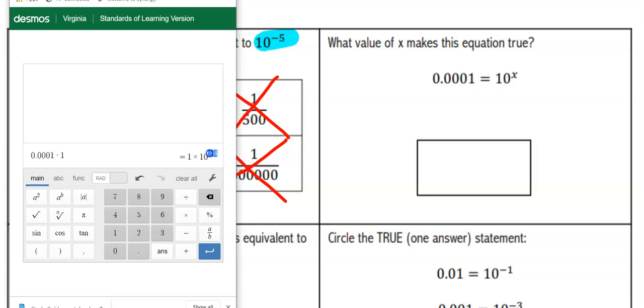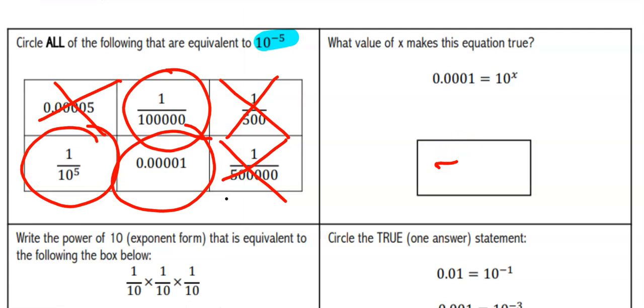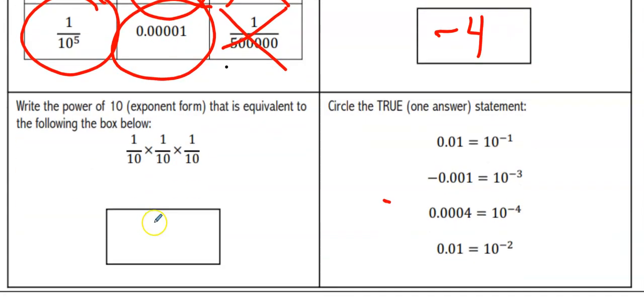So this is what we're looking for. We're looking for the value of the exponent just from there. So I'm going to put that here because this is equal to 10 to the negative 4th. Okay. Again, we have another example. We're looking for the power of 10 that's equivalent to 1/10 times 1/10 times 1/10. We could do this from memory, what we remember. We could go ahead and simplify it and multiply 1 over 10 3 times.